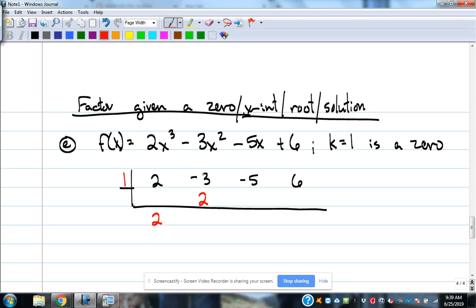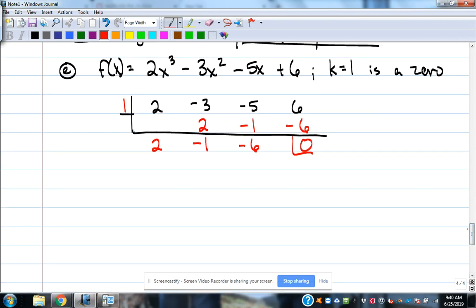2 times 1 is 2. -3 plus 2 is -1. -1 times 1 is -1. It's -6 when you add that together. -6 times 1 is -6. And what do you know? I get a 0 in the remainder spot, which is what I thought would happen, or what should happen when they tell me something is a 0. Now, what does that give us? It gives us this quadratic 2x squared minus x minus 6.